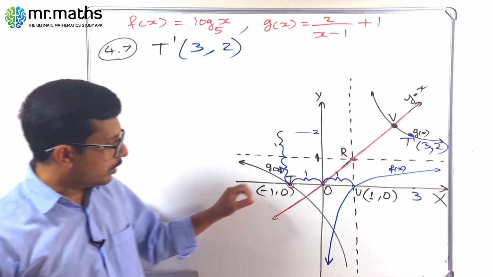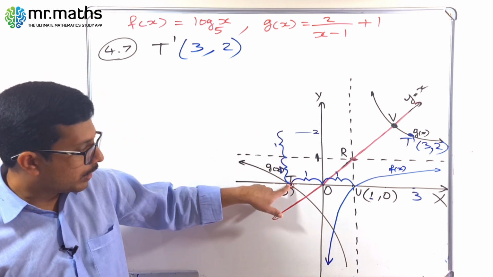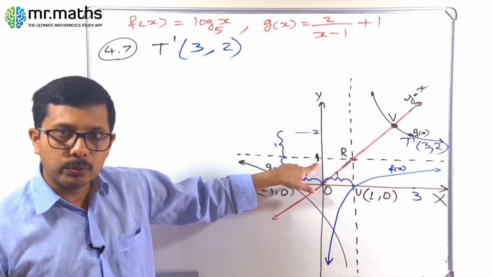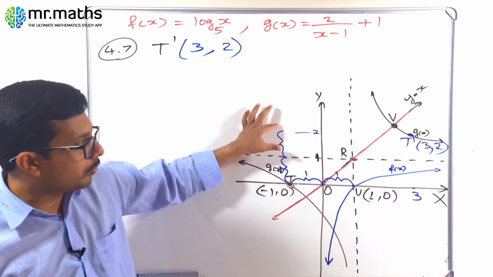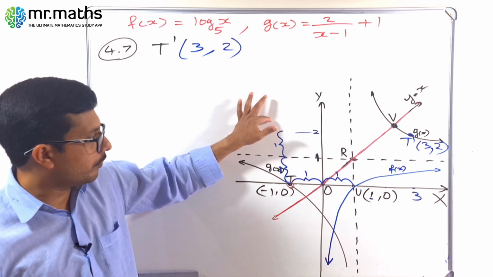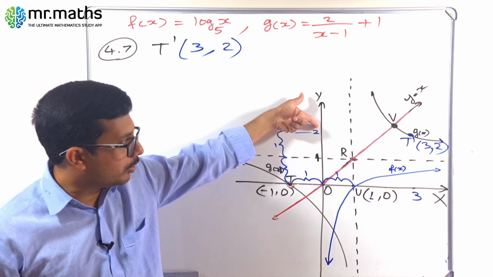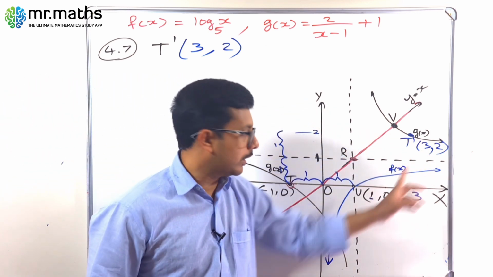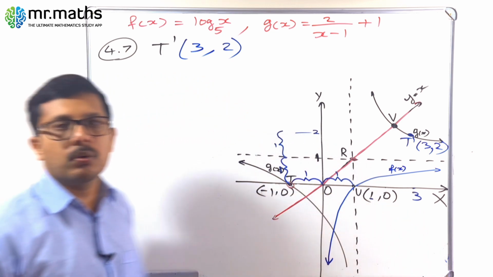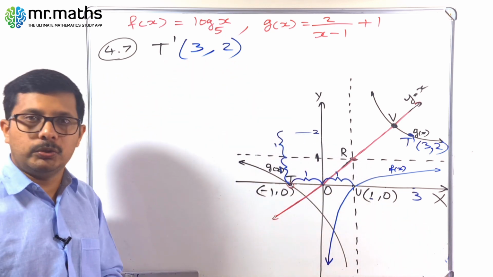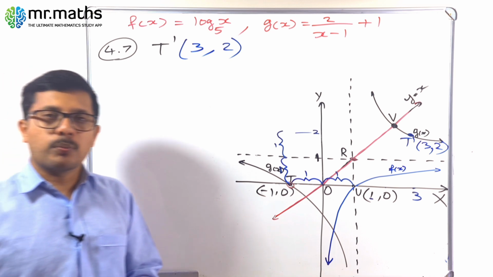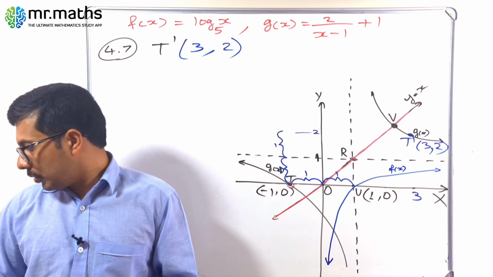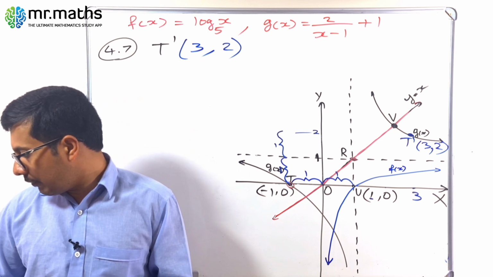Listen once more. I am checking how far T is from the horizontal asymptote. How many units? 1 unit. So it must go another 1 unit from the horizontal asymptote. Up to here 1, so another 1 unit means it is 2. So the y value must be 2, and the x value we already got as 3. So what is the coordinate of T dash? 3 comma 2. That is question number 4.7. You just have to write T dash as 3 comma 2. That's all, only 2 marks.